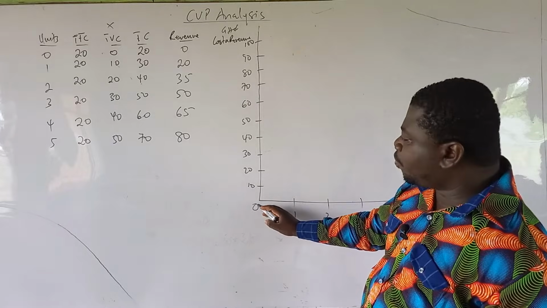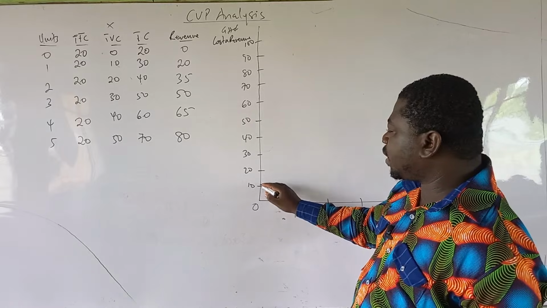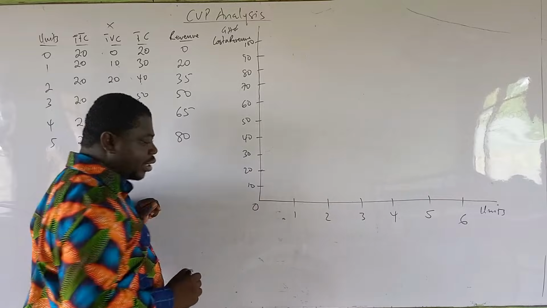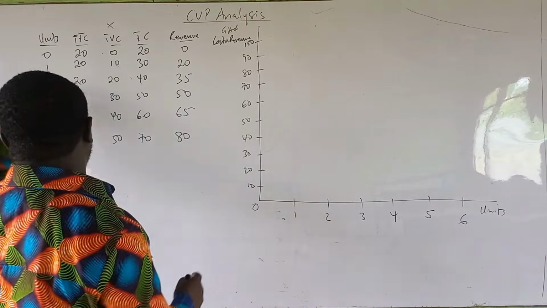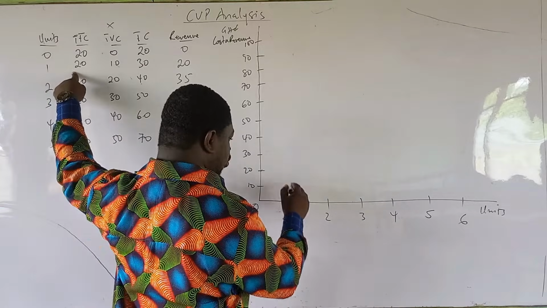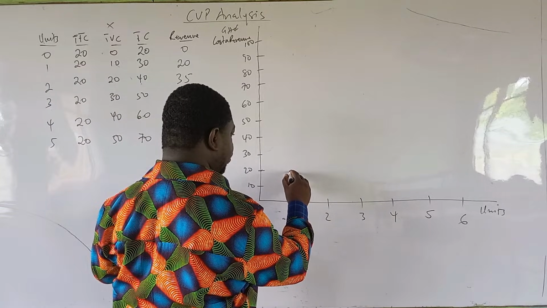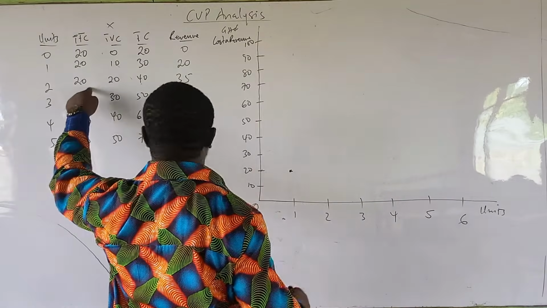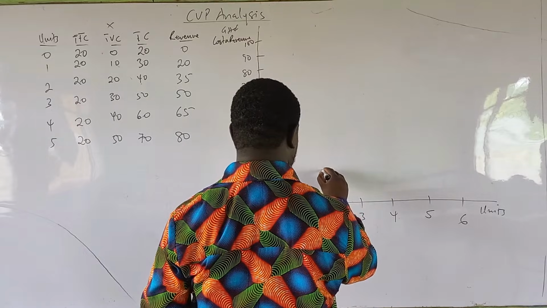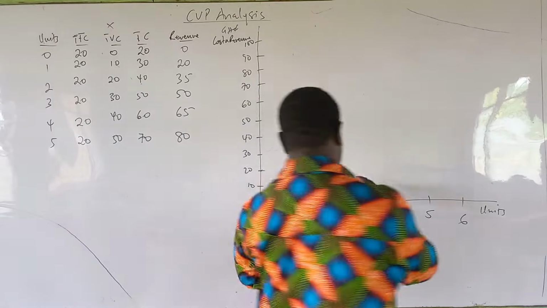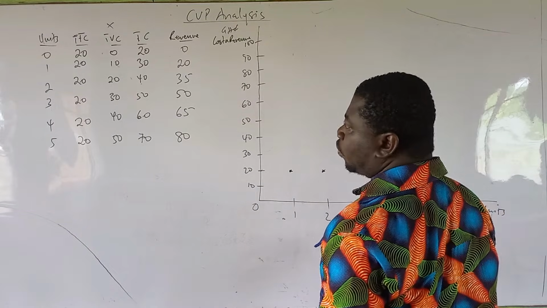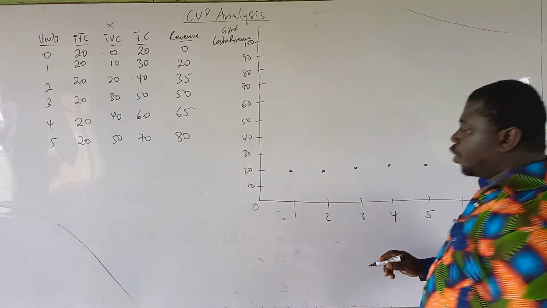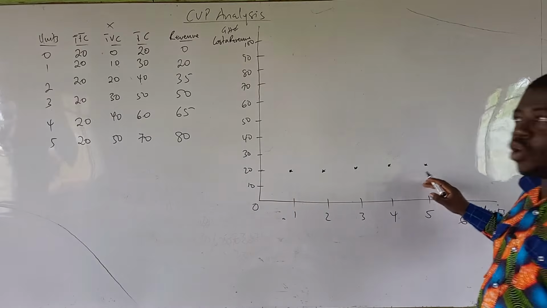Now, whenever the unit produced is 0, total fixed cost is 20. So at 0, it is 20. This is where we plot it, 0 and 20. And when the unit produces 1, total fixed cost is still 20. You could see that here. And again, when unit produces 2, total fixed cost is the same 20. At 3, still 20. So you see that the fixed cost remains the same. At 4 is 20. At 5 is still 20.